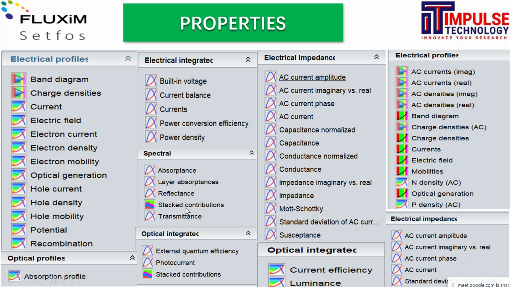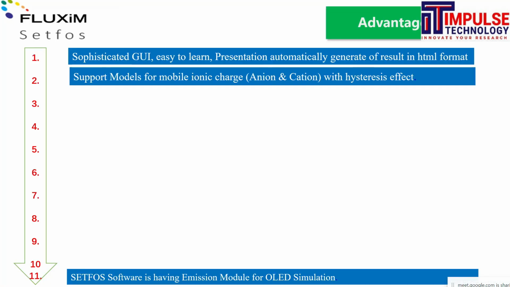absorptance, stack contributions, reflectance, transmittance, external quantum efficiency, photocurrent, AC impedance analysis, capacitance, conductance, impedance, susceptance, current efficiency, luminance, electroluminescence, photoluminescence, N doping, P doping. All these you can see in the script, and a few more will also be predicted that are not shown on the screen.